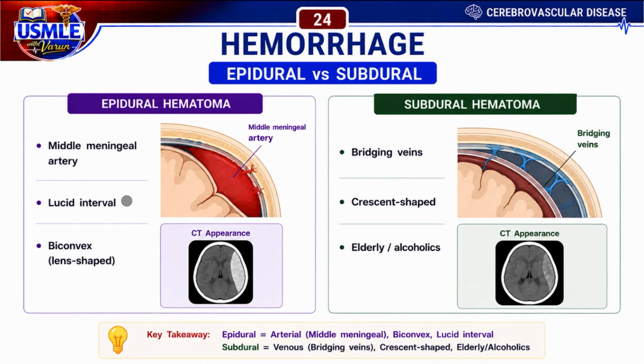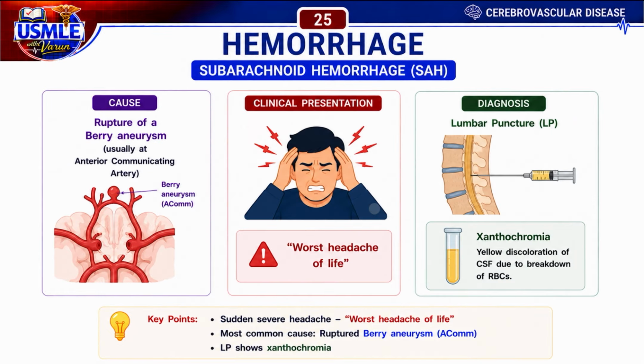which is characterized by excessive talking and shouting. And this is usually seen on CT scan as a biconvex, lens-shaped lesion. Whereas subdural hematoma is usually crescent shaped on CT scan, it's common in elderly due to brain atrophy. And this brain atrophy could lead to commonly venous bleeds due to involvement of bridging veins.